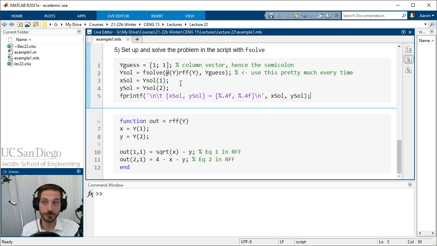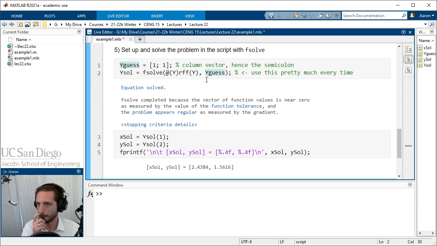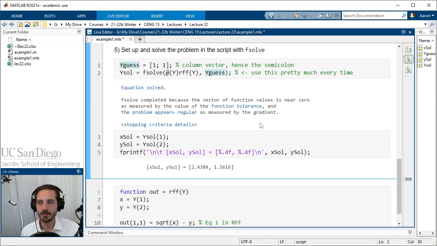So that should solve our problem. Let's see if I made any typos. I'll run this. So notice what it says. Let me move my command window a little bit. In exactly the same way that Solver over in Excel popped up a window and said, here's the result of my effort, fsolve will also tell you the results of its effort.